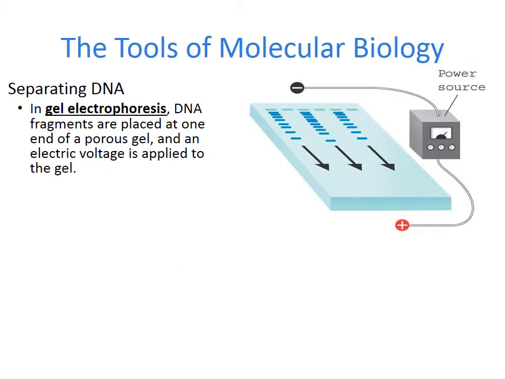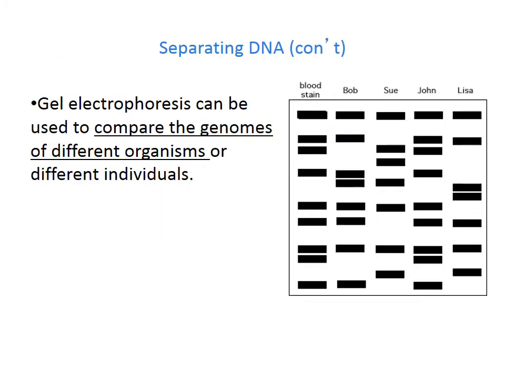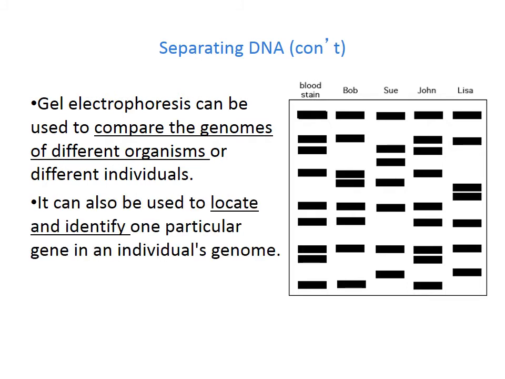Then the fragments are placed at one end of the gel, of the electrophoresis gel, and the voltage is applied. And then when the power is turned on, the negatively charged molecules move toward the positive end of the gel. Okay? And obviously, the smaller ones are faster than the larger pieces. So this gel electrophoresis can be used to compare the genomes of different organisms or individuals. It can also be used to locate and identify one particular gene in an individual's genome.